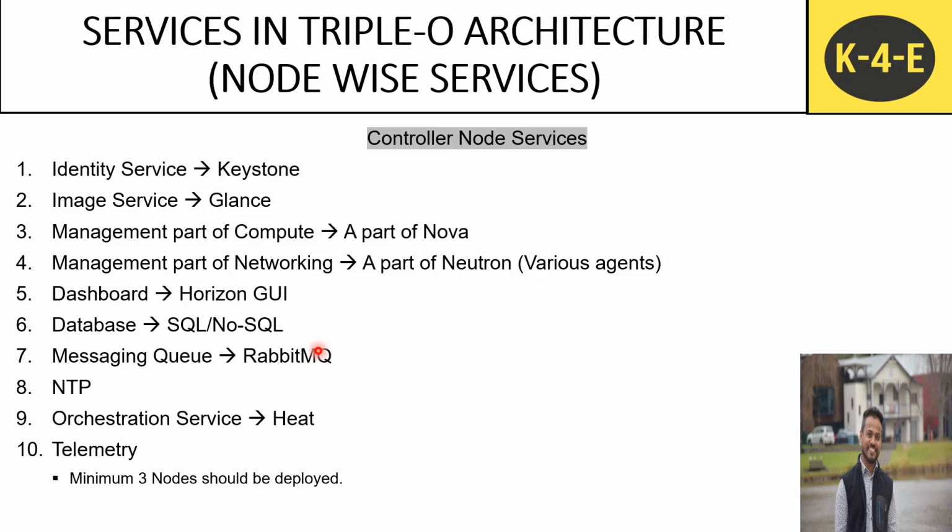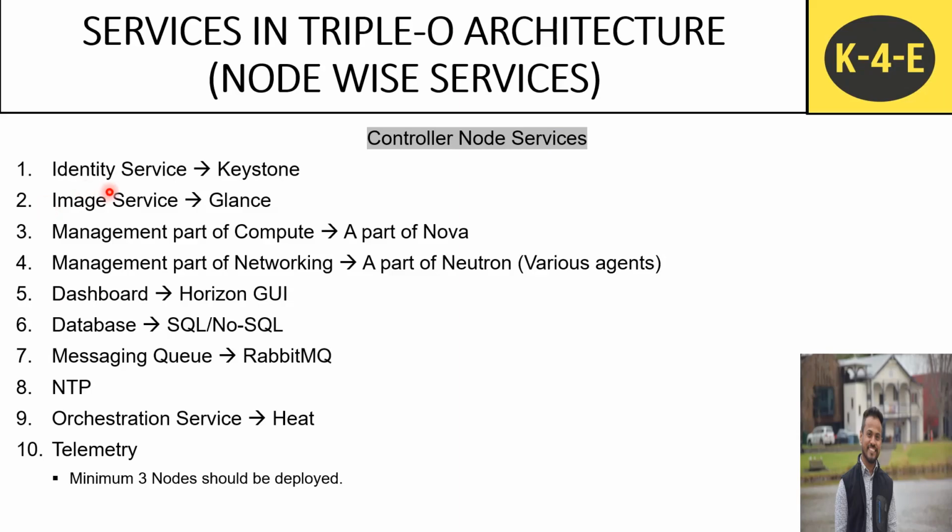Till now I explained that we have 3 or 4 types of nodes in the TripleO architecture. We discussed the controller node, the compute node, and the networking node. Then I talked about the storage node. We have 2 types of storage node: object storage node and block storage node. Now let me talk about the services which are running on these nodes, because it might be interesting for you to know what services run in your controller node, your compute node, and your storage node.